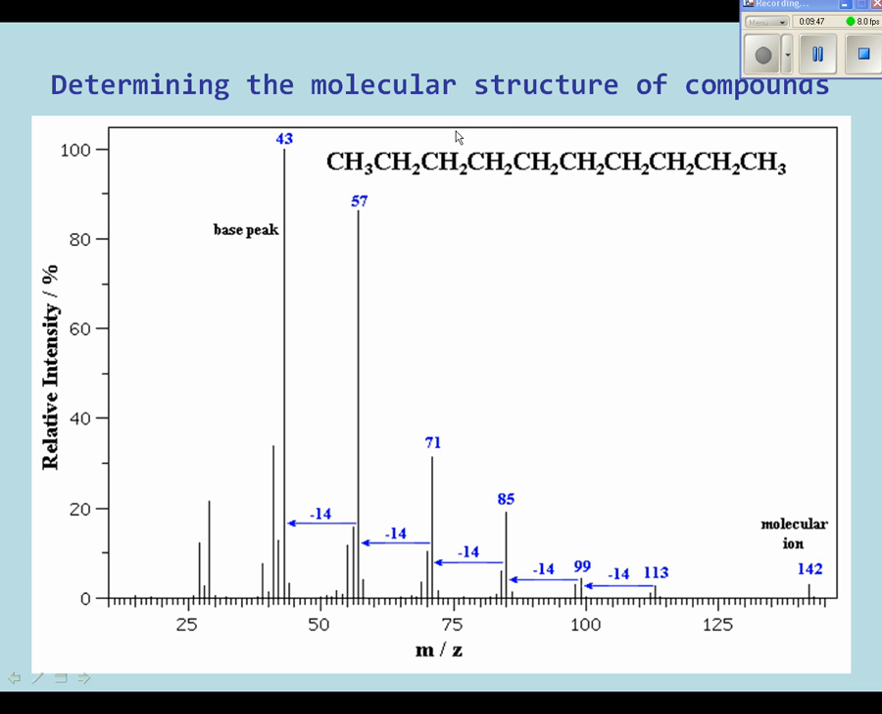Now, when this compound is put into the mass spectrometer, as we saw earlier, electron bombardment can knock out electrons. Well, what can happen to a compound is that the electrons involved in the bond can get knocked out. So that can cause the various bonds in the molecule to break.